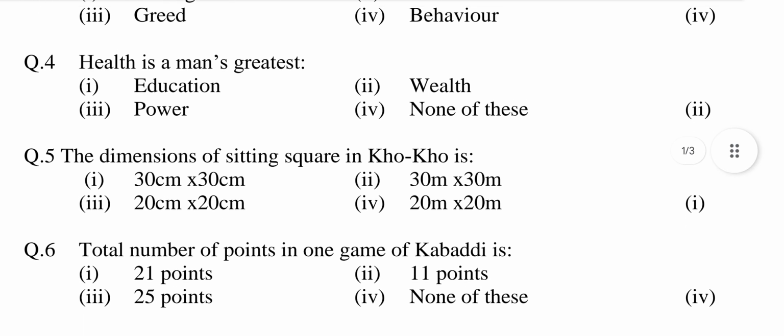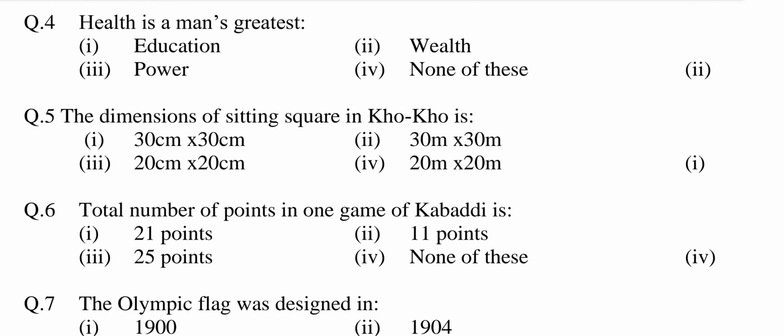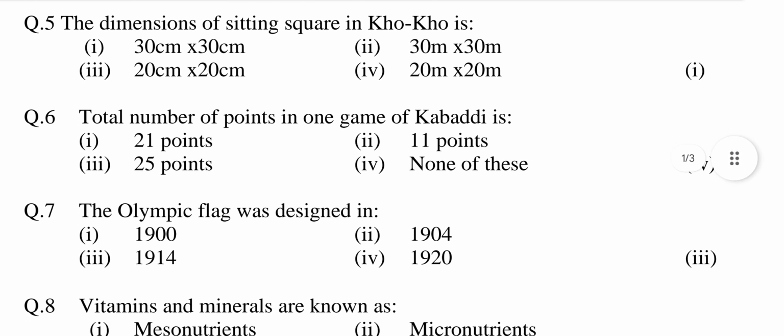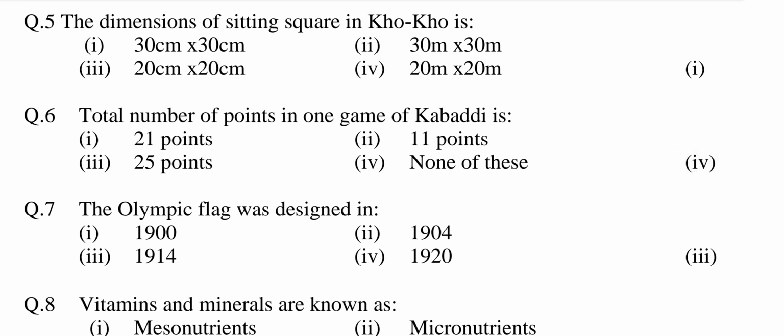Question number 4. Health is a man's greatest. Option first education, second wealth, third power, fourth none of these. Answer is option second, wealth. Question number 5. The dimension of sitting square in Kho is option first 30 centimeter into 30 centimeter, second 30 meter into 30 meter, third 20 centimeter into 20 centimeter, fourth 20 meter into 20 meter. Answer is option first 30 centimeter into 30 centimeter.